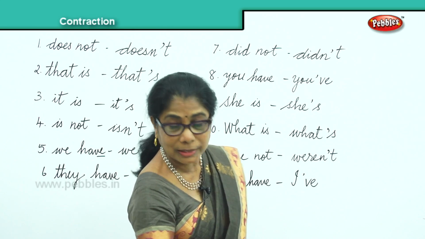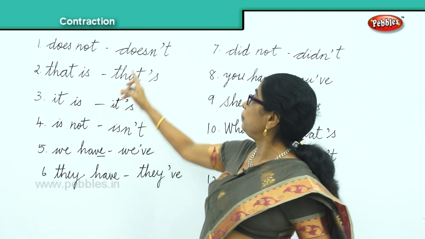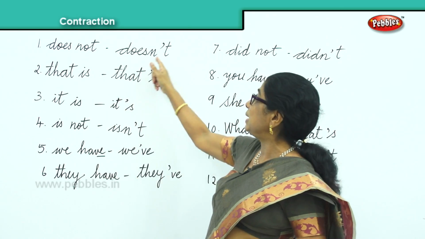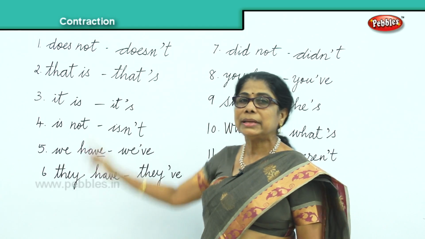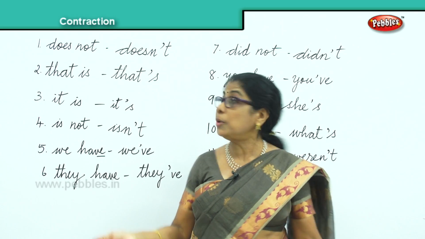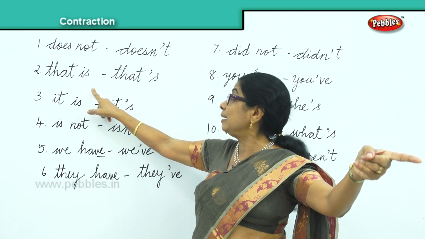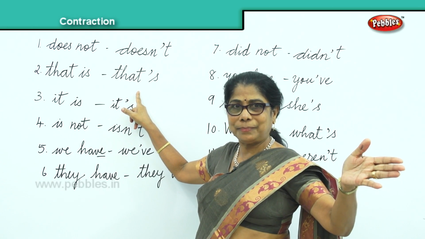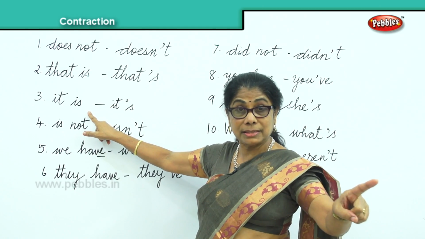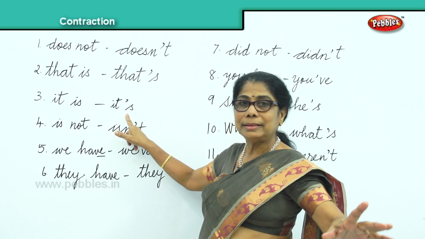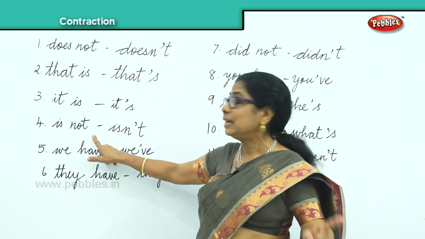Okay. Now look at all these words we have done. Does not. You will say doesn't. She does not have her book. She doesn't have her book. That is a chair. That's a chair. You'll say that's. It is a lizard. You can also say it's a lizard. It's. Is not.